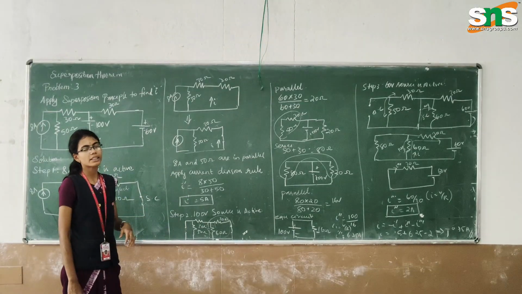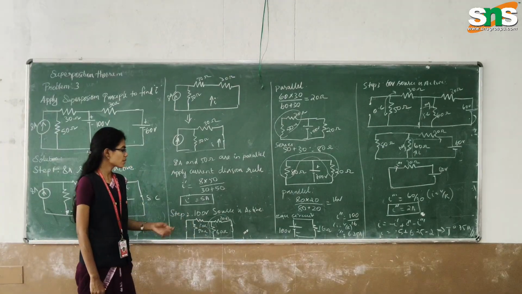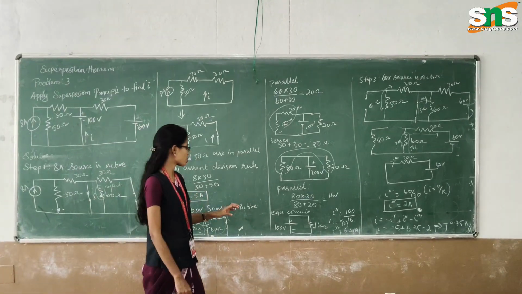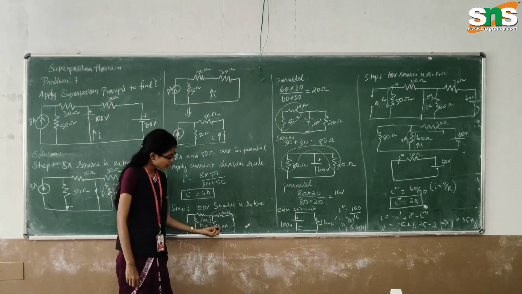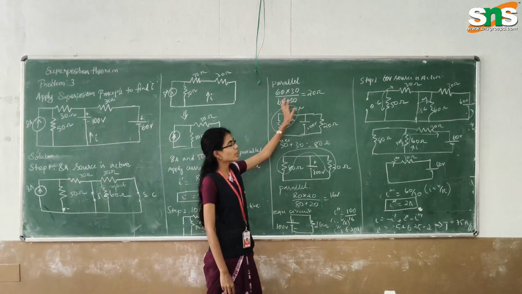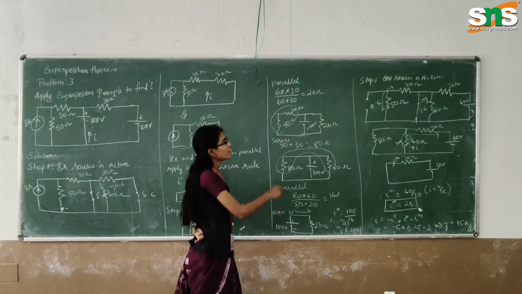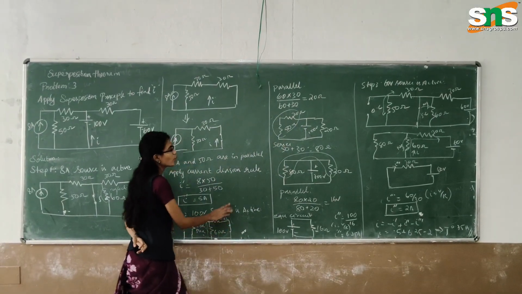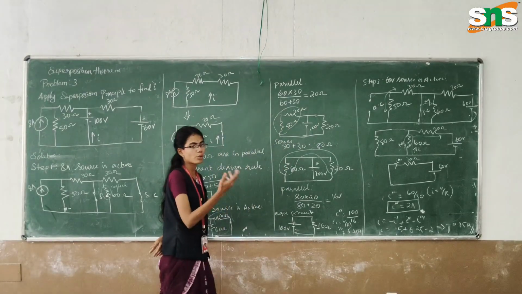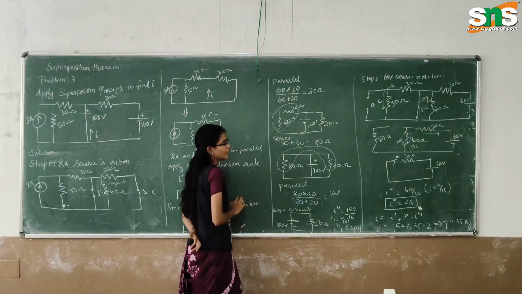In step 2, we keep the 100 volt source as the active source and the remaining sources deactivated. Here we can see that two resistors are connected in parallel. Applying the parallel formula R1 times R2 divided by R1 plus R2, we get 20 ohms. So we rewrite these as 20 ohms in this circuit. Here two resistors are connected in series, so we apply the series formula R1 plus R2. We get 50 plus 30 equal to 80 ohms.